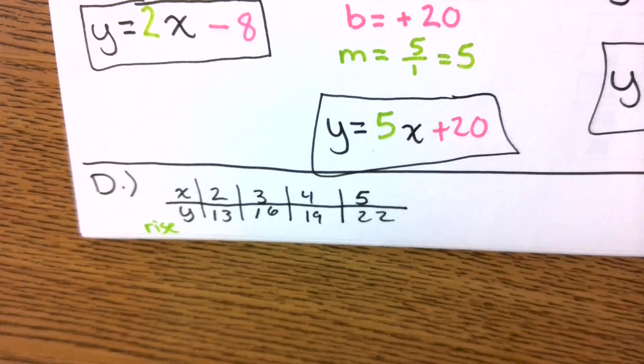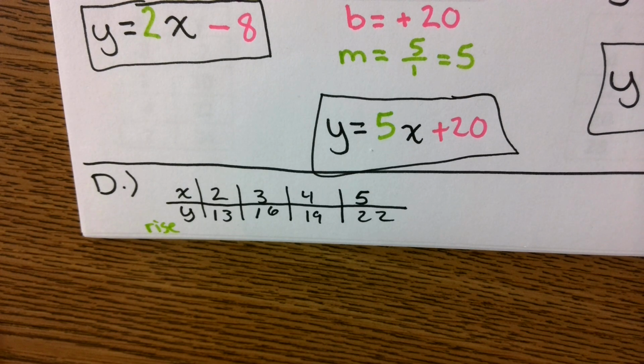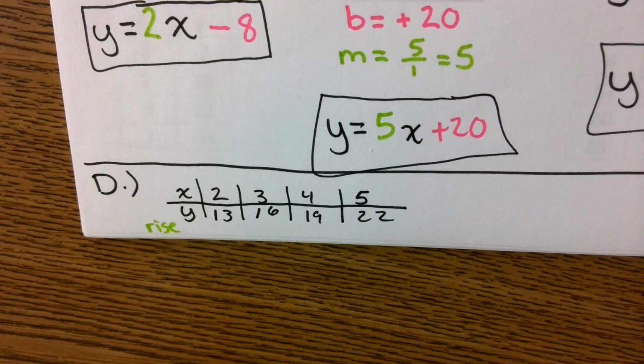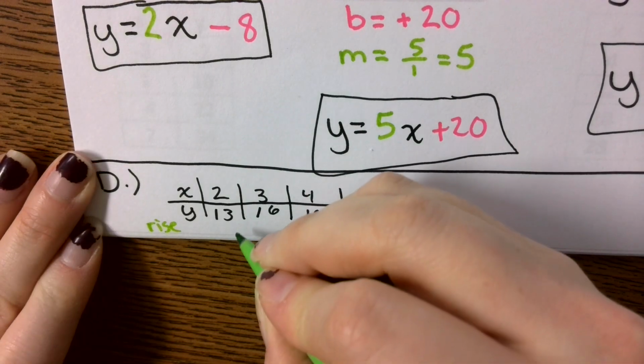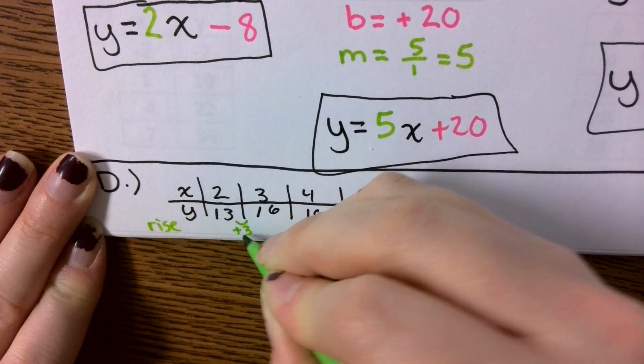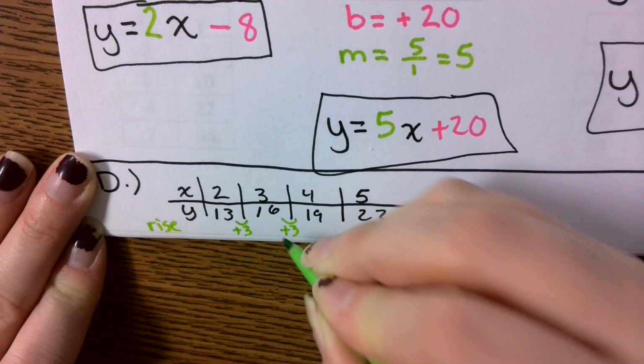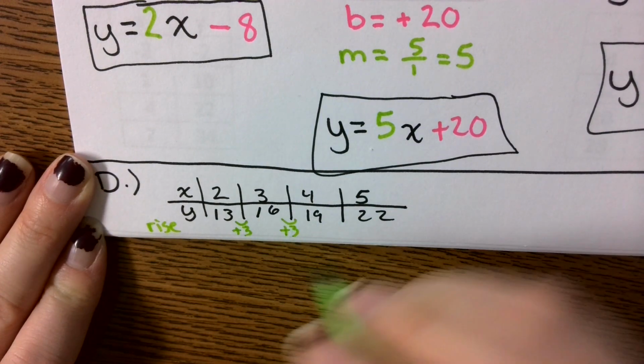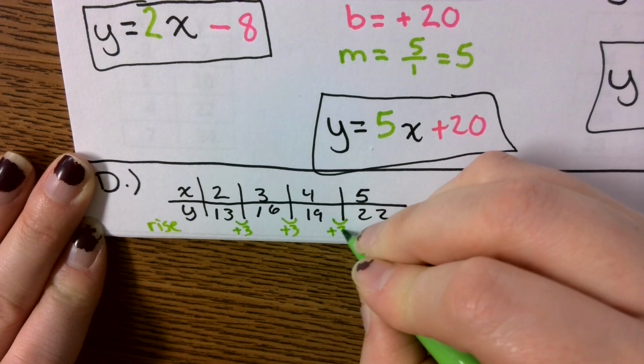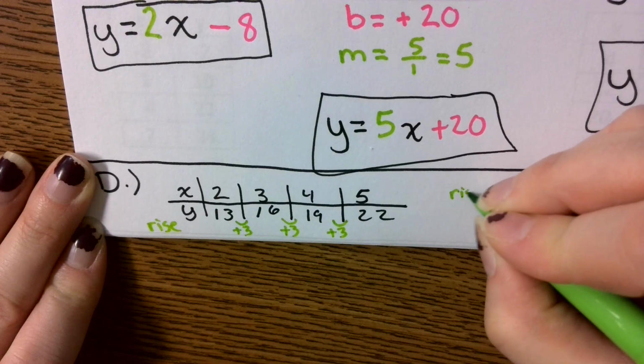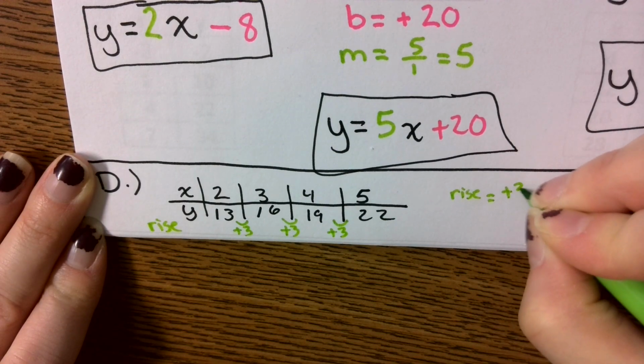For the rise, what are we consistently increasing or decreasing by, Ollie? Increasing by 3. Every single time we are increasing by 3. We're going from 13 to 16 to 19 to 22. So we have a rise in this situation of a positive 3.